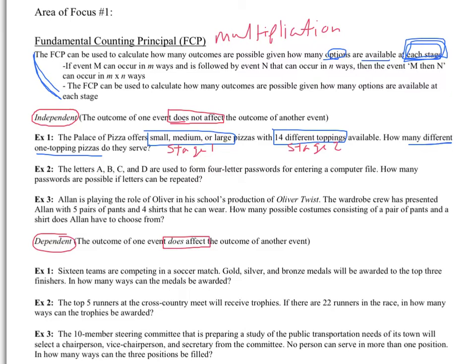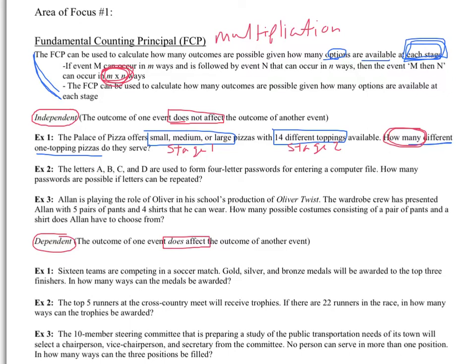So you would have 3 choices on the first stage and 14 on the next, and based on this little rule right here, which we'll go into greater detail if you want to on how to solve, then that would be just the product of those two numbers. But again, we know it's a fundamental accounting principle because they want to know how many different one-topping pizzas there are. They're not asking for a probability.